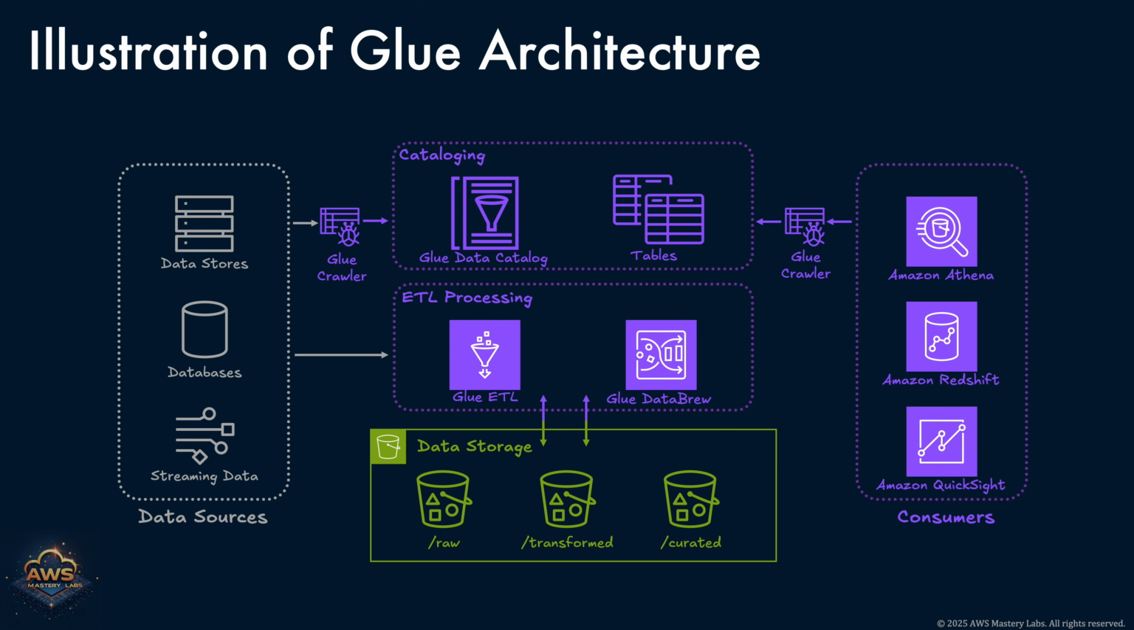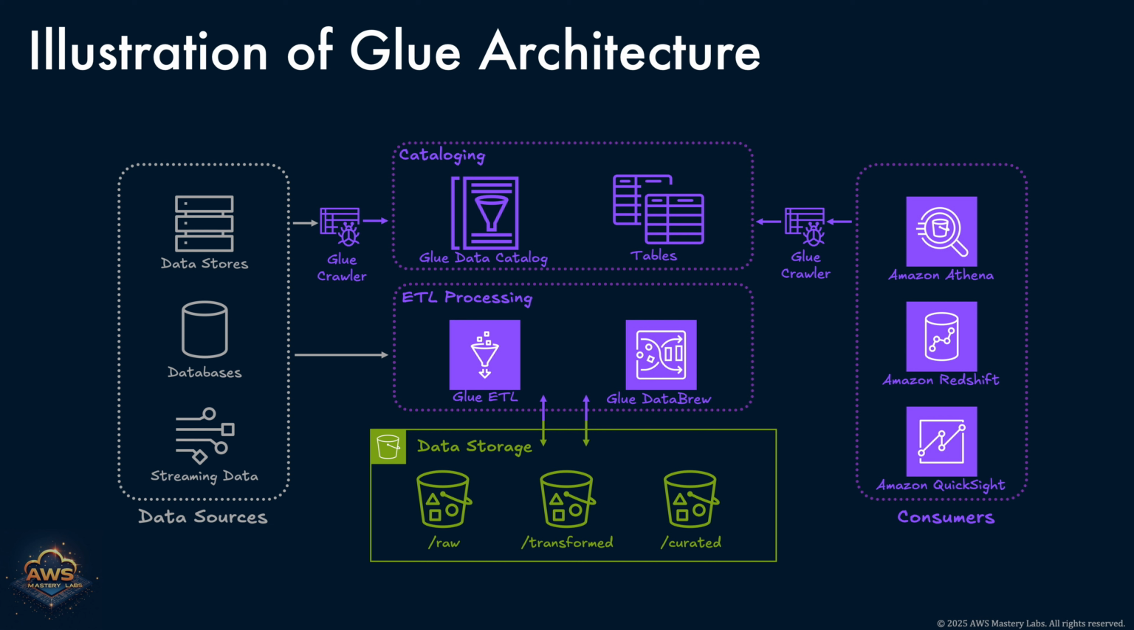This visual illustrates the end-to-end architecture of an AWS Glue deployment, showcasing how data flows from various sources through cataloging and ETL processing to reach analytical consumers. We start on the left, where data is generated and collected from a variety of sources: structured databases, unstructured data stores, and even real-time streaming feeds. All this raw data flows into the platform, ready to be transformed.